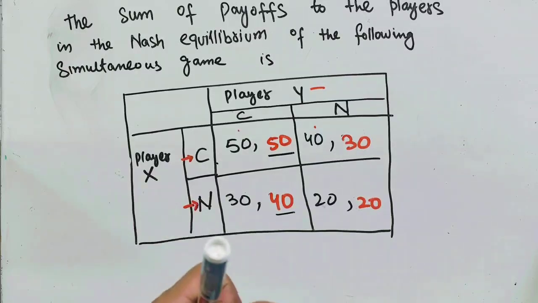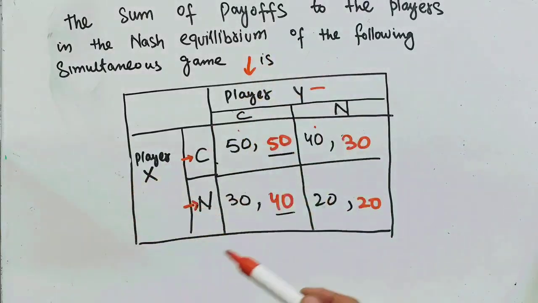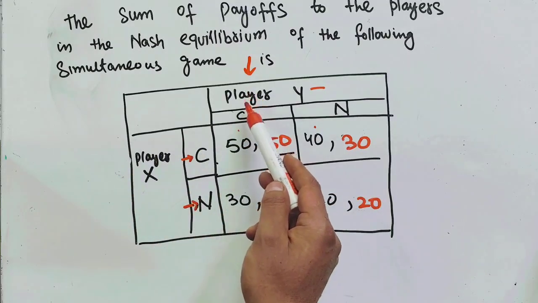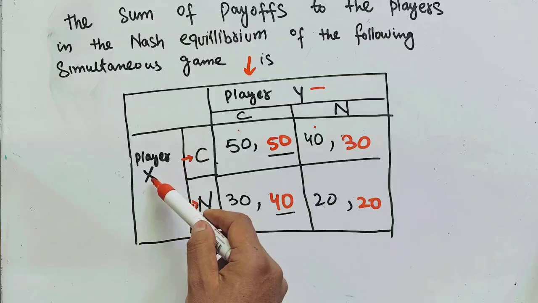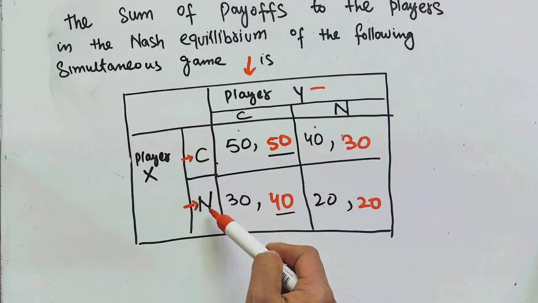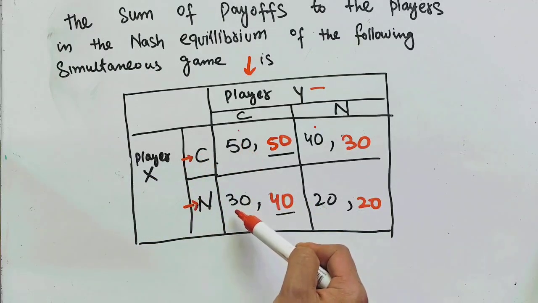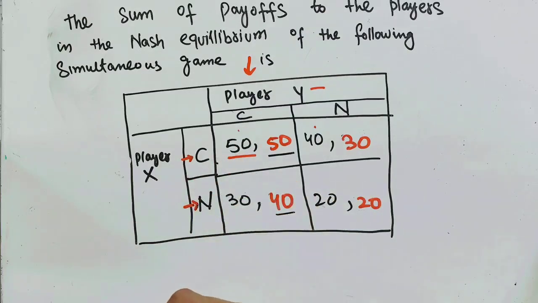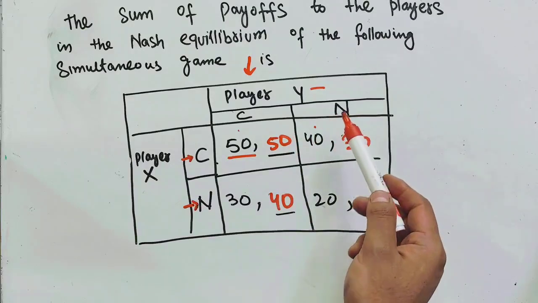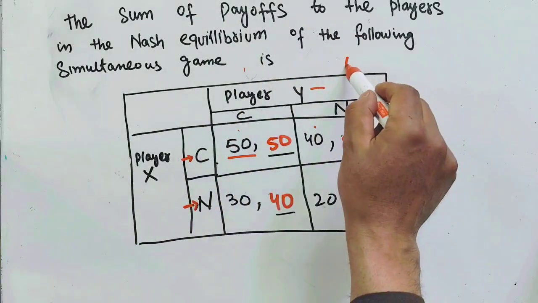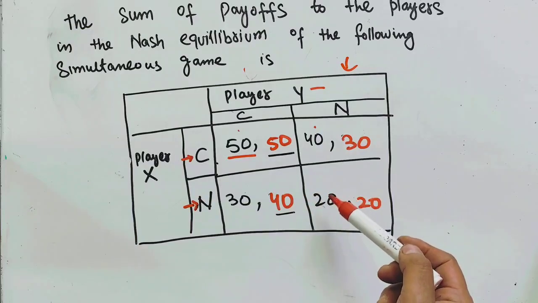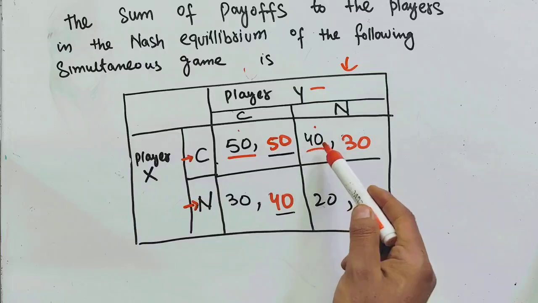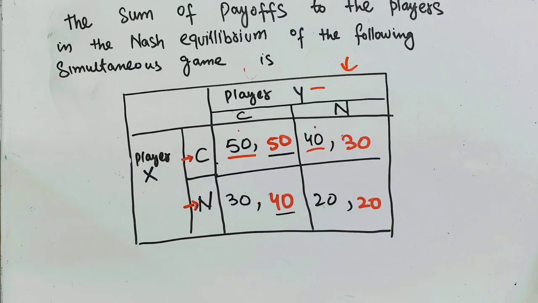Now let us see from the perspective of player X when player Y has chosen to cooperate. When player Y chooses to cooperate, again player X has two options, either to cooperate or not to cooperate. Cooperate gives him 50 as payoff, not to cooperate 30. Obviously 50 is greater than 30, he will choose to cooperate. Symmetrically, when player Y chooses not to cooperate, again player X has two options, either to cooperate or not to cooperate. So cooperate gives him 40, which is greater than 20, so she or he will choose 40.